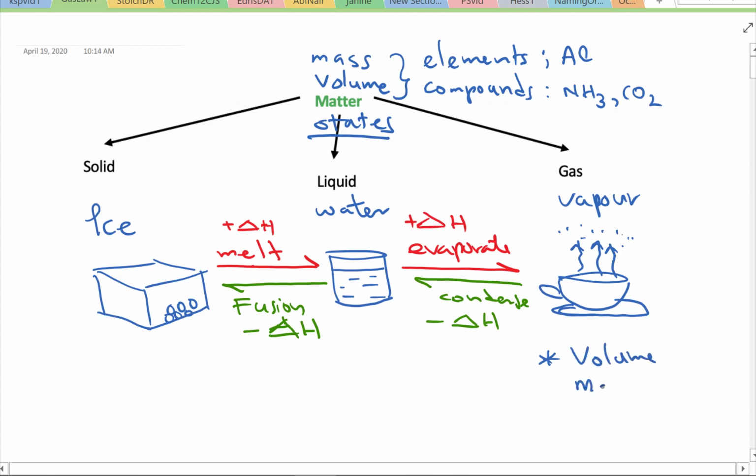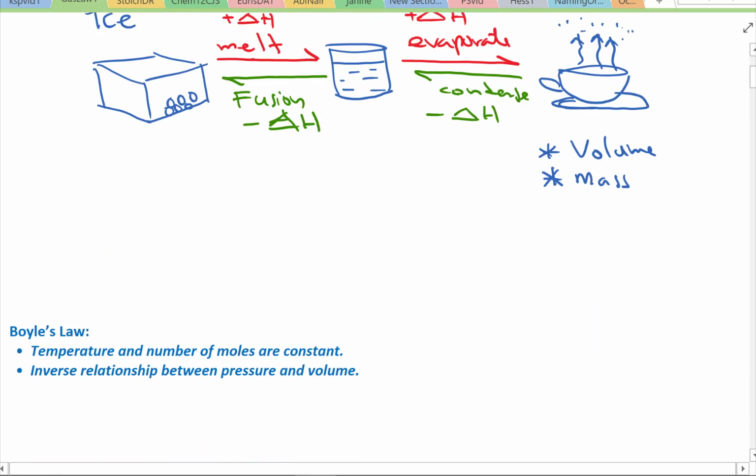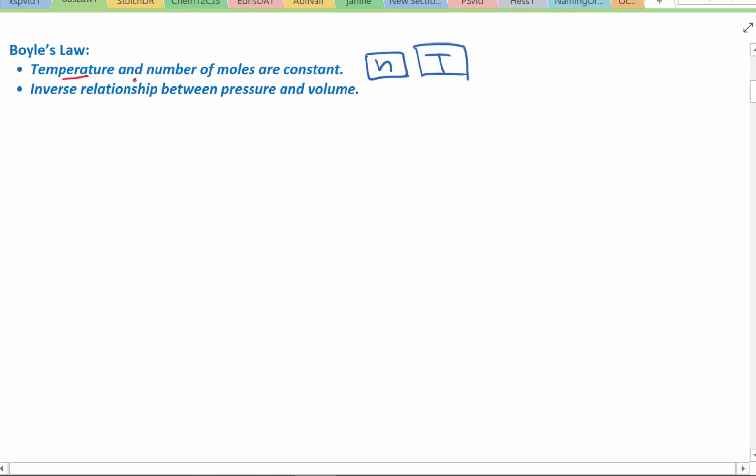Now, if you look at the vapor or gas, it has no particular volume, but it has a mass and takes up some space, right? They're really tiny particles. So let's look at the first gas law because we're going to focus on gases. What's the important thing? The number of moles and temperature are constant in this case. N is for the moles and T for the temperature in Kelvin.